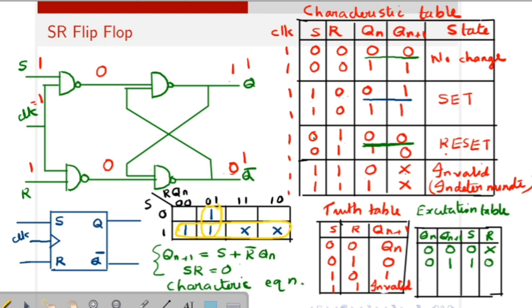Next is Qn is equal to 1 and Qn plus 1 is 0, 1, 0. So only one entry for this 1, 0, no other values. So the inputs are 1, 0. S is equal to 0 and R is equal to 1. That means for 1, 0, S is equal to 0 and R is equal to 1.